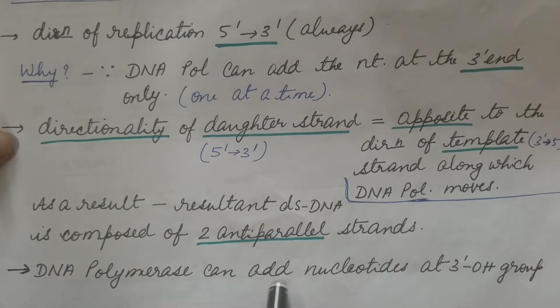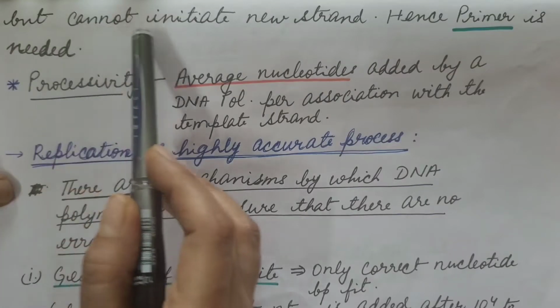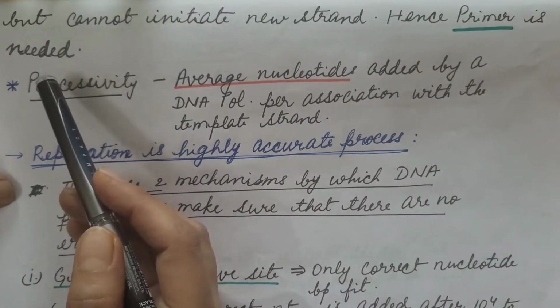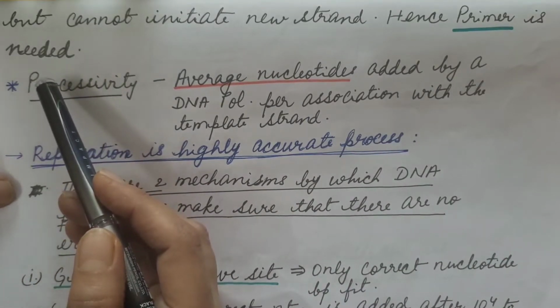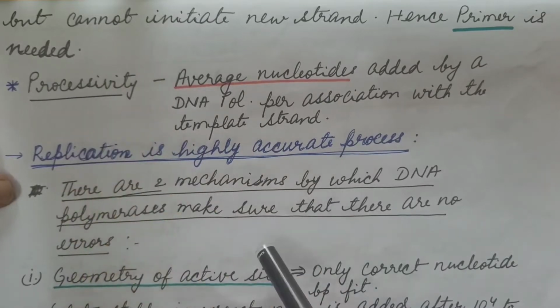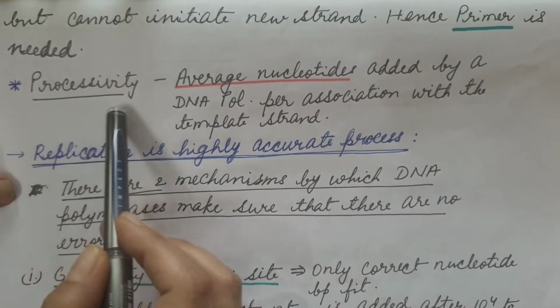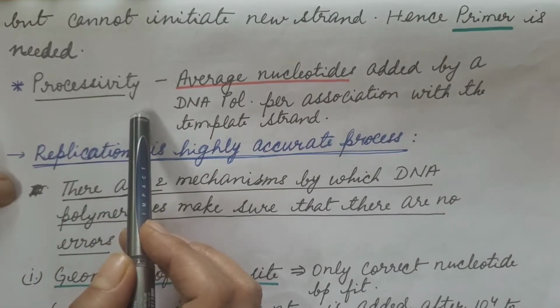DNA polymerase can add nucleotides at a 3' OH group but cannot initiate a new strand, hence a primer is needed. What are primers? These are segments of DNA, RNA or both. Generally it is RNA.